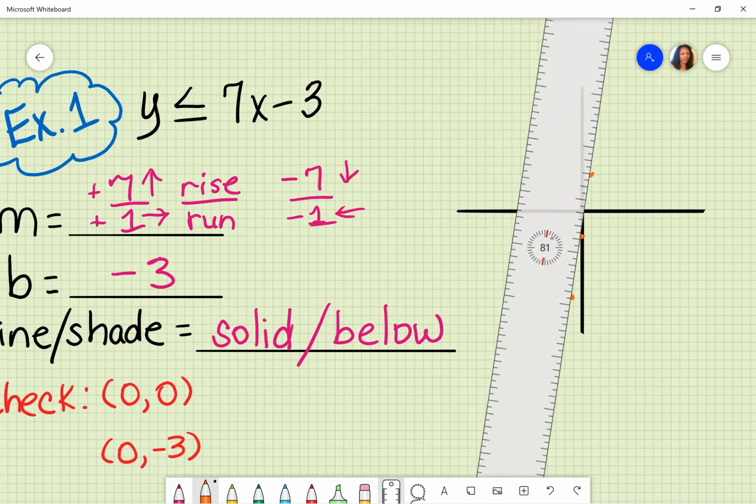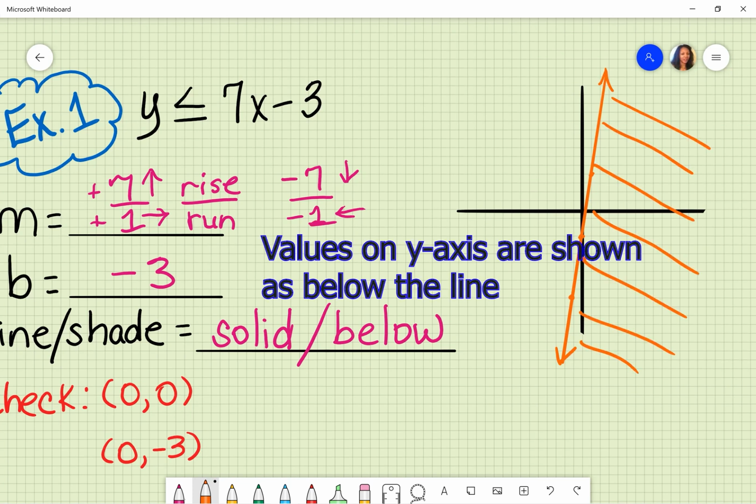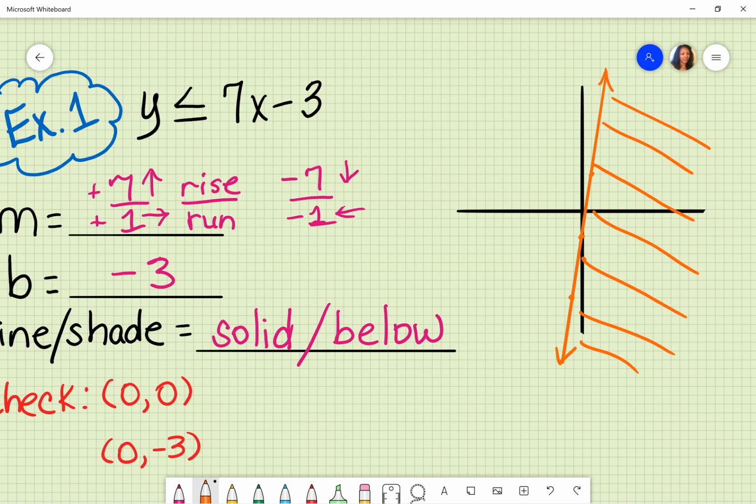Now I know it has to be solid, so I'm just going to go ahead and draw a solid line. And these notes are helpful for me because sometimes when it's dashed, you're going to just want to draw a solid line because you have a ruler. It's also telling me in my notes to shade below. So that's what I'm going to do here. This is shading below. So that's telling me all the points below that line are included in this inequality, and all the points on the line are included in this inequality.